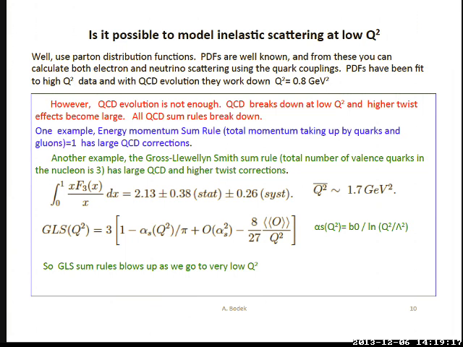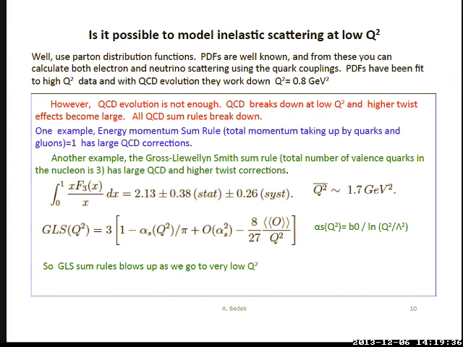So, OK, well, QCD evolution is not enough. It breaks down at low Q-square. Higher twist effects become large. All QCD sum rules break down. For example, the energy-momentum sum rule, which says the total momentum carried by the quarks and gluons is equal to 1. That's very nice to have. It has large QCD corrections and blows up at low Q-square.